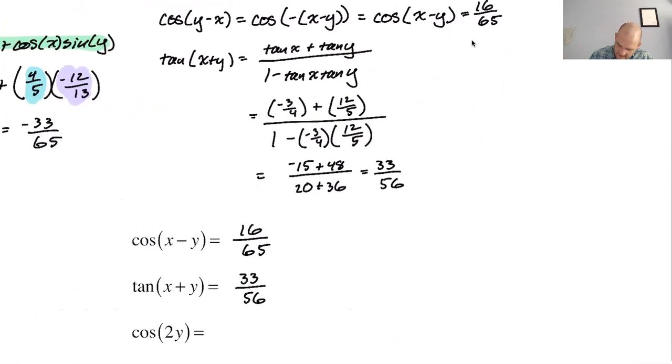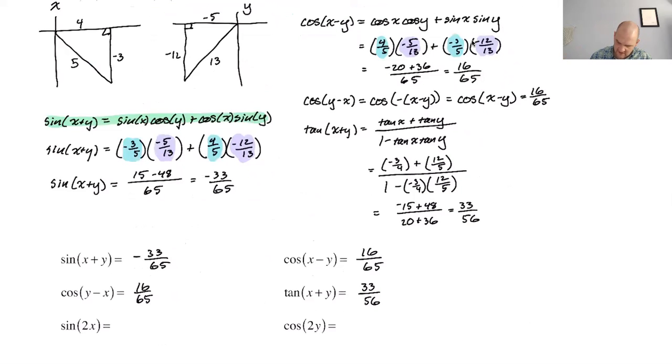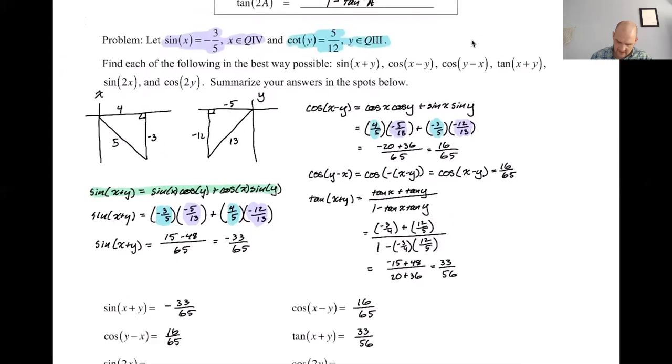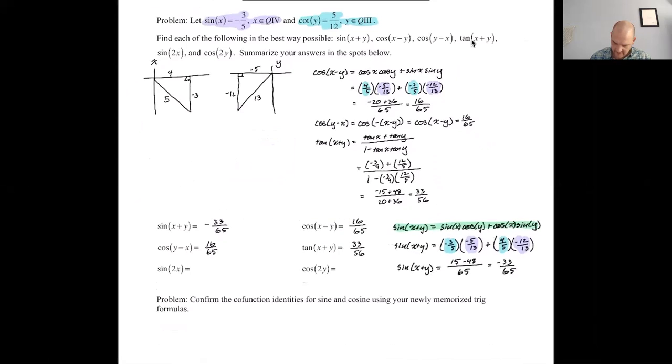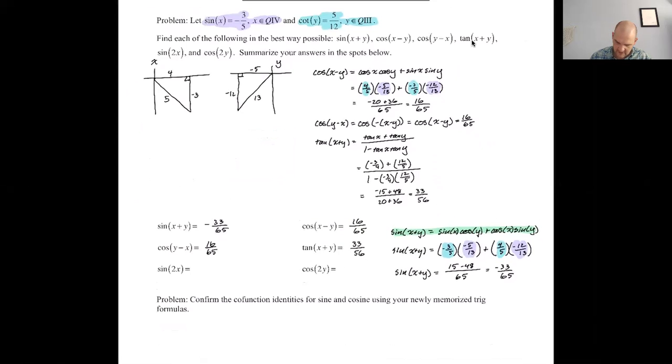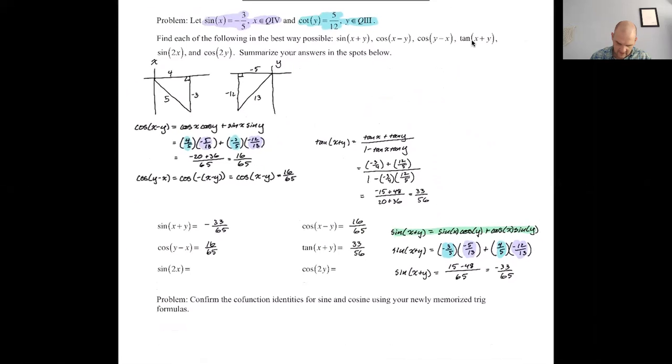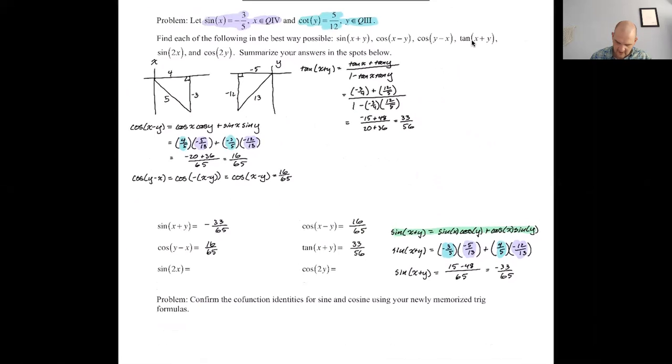So sine of 2x, I'm having trouble fitting this stuff. Where am I supposed to do this? I don't really know. Ideally, you know what I'm going to do? I know you don't have this option, but I don't know if I care about that. I'm going to move this over here, move this up here, and now I have a little more space.